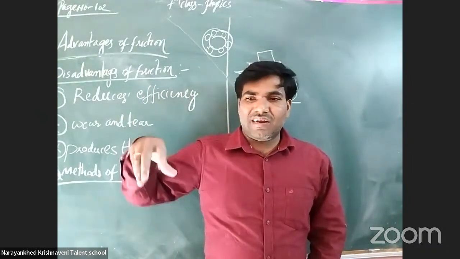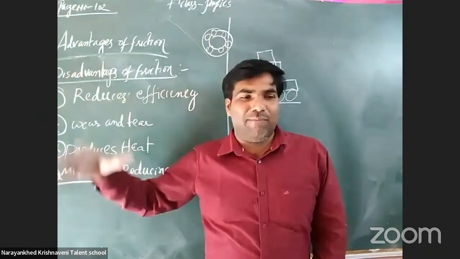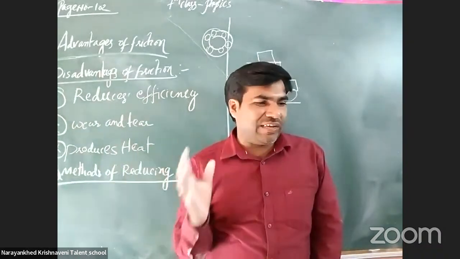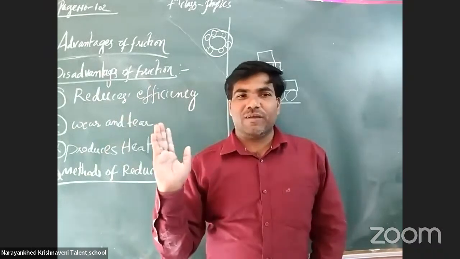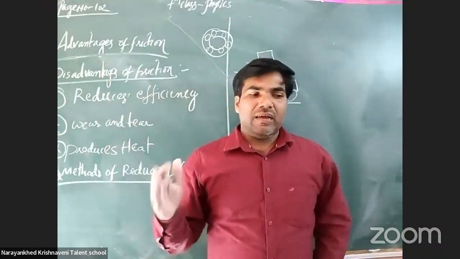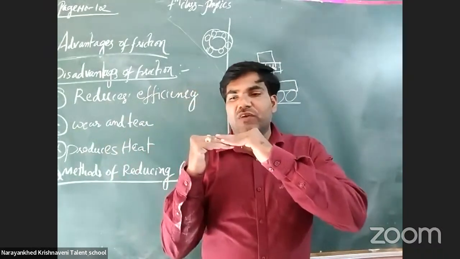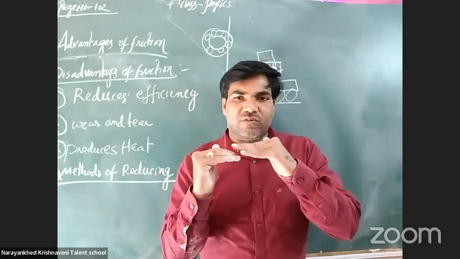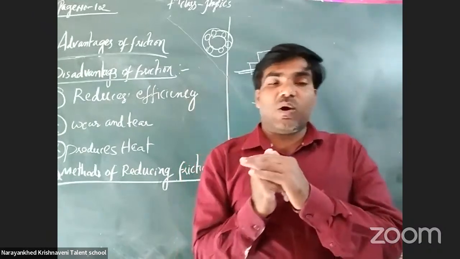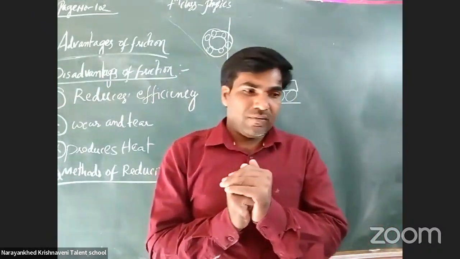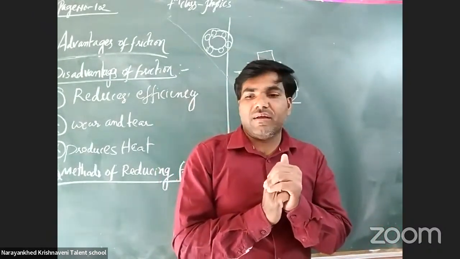Okay, clear or not? In that air sea, every time, like water, the tides are moving. Like that only, this air is also moving. And when it is moving, from one air surface to another air surface, one water surface to another water surface, there is friction available. Okay, that friction is called fluid friction. Got it or not? That is called fluid friction.